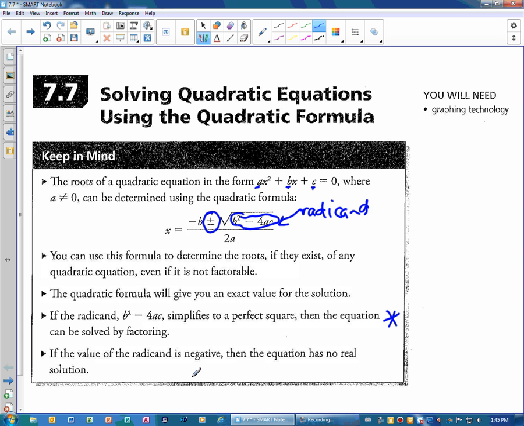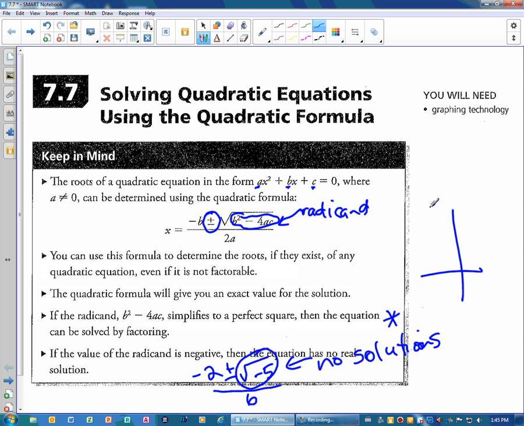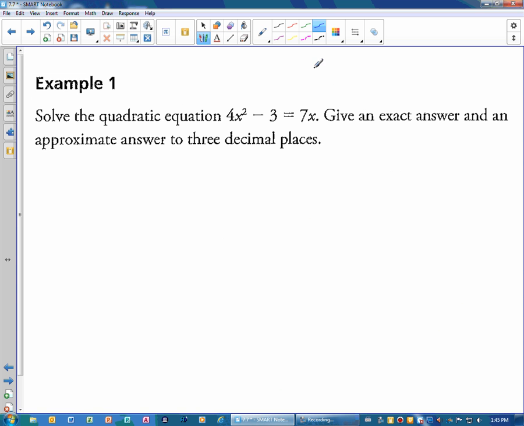So if you end up with something like negative 2 plus or minus the square root of negative 5, all over 6, you can't take the square root of a negative number. So if you end up with a negative inside of this radical, there are no solutions, meaning the graph doesn't cross the x-axis. If it doesn't cross the x-axis, there's no x's, so there's no solution. Okay? So let's go over 2 examples just to show you what it looks like.